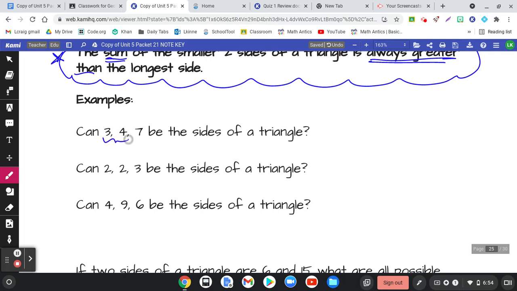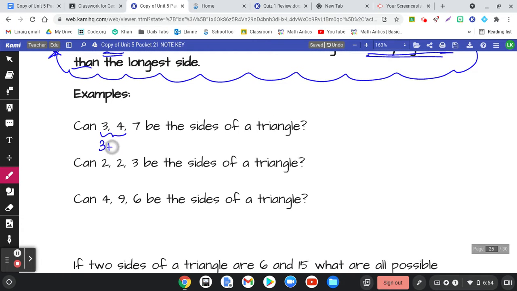So if we look, 3 and 4 are the two smallest sides. 3 plus 4 is 7. Is 7 greater than the longest side? No. So it's not a triangle. All right, the two shortest sides here are 2 and 2. Together, those add up to 4. Is 4 greater than 3? Yes. So they could be the sides of a triangle.